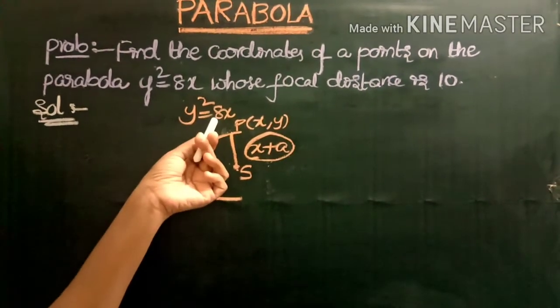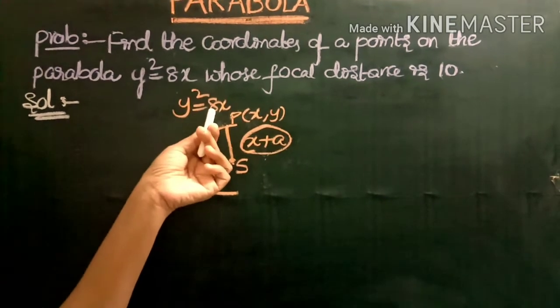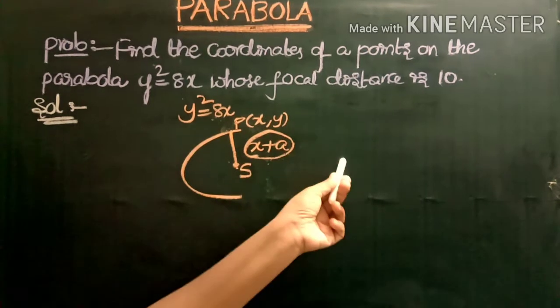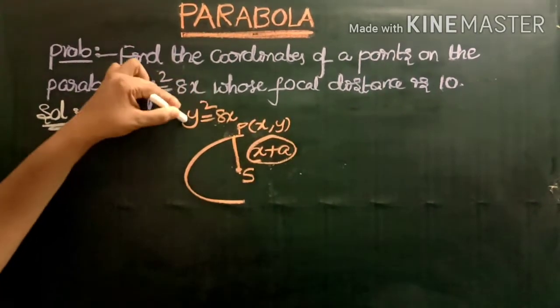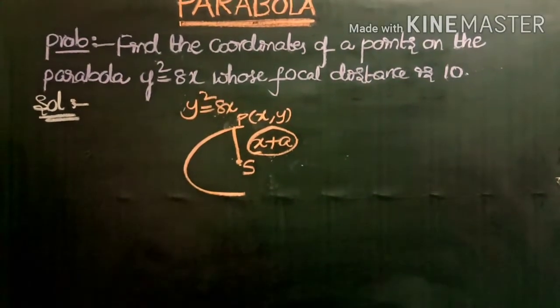Already from the given parabola we have 4a is equal to 8 and a is equal to 2. So x plus a is equal to 10, x plus 2 is equal to 10, then x is equal to 8. Now replacing x is equal to 8 in the parabola equation, we will get the value of y, which gives the point on the parabola.